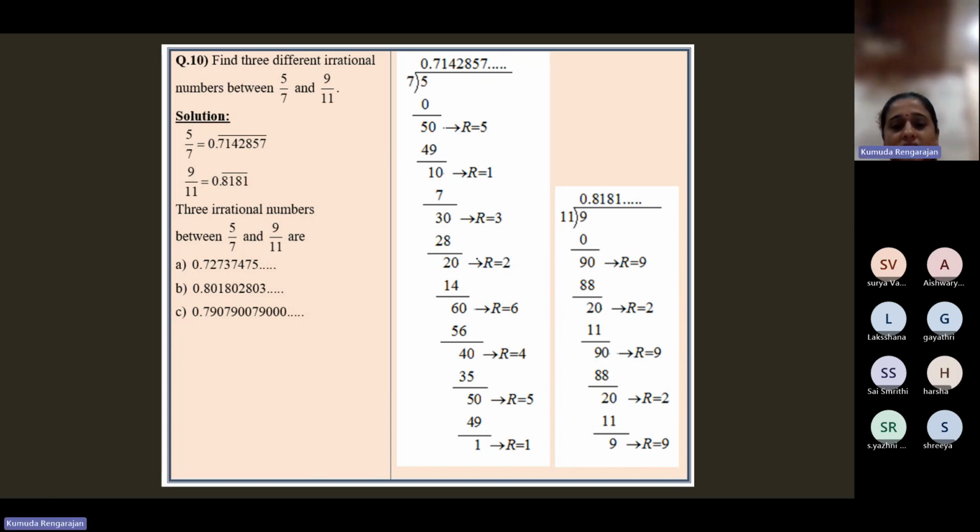So you should not stop at a point like this, thinking, okay, remainder 2, let me stop here. It's not like that. You must wait till the remainder repeats itself. So 5 by 7 is equal to 0.714285 recurring. Sorry, I shouldn't put the 7 here. I'll correct this. So 0.714285. That's all. And this also is 0.81 recurring.